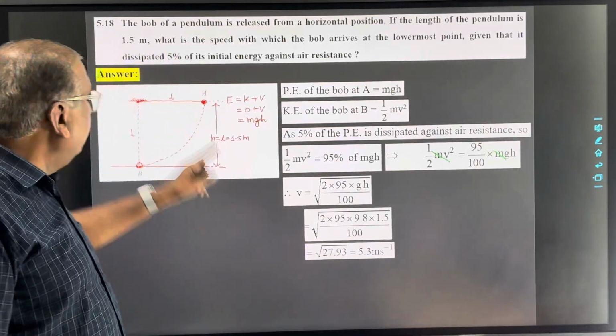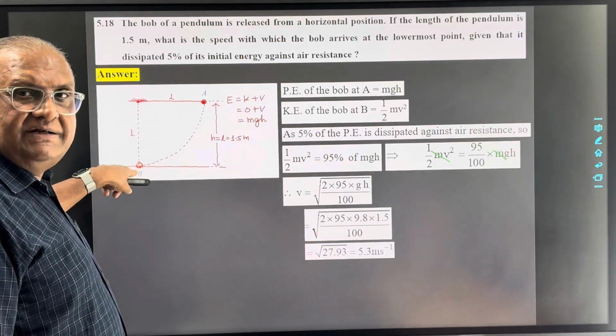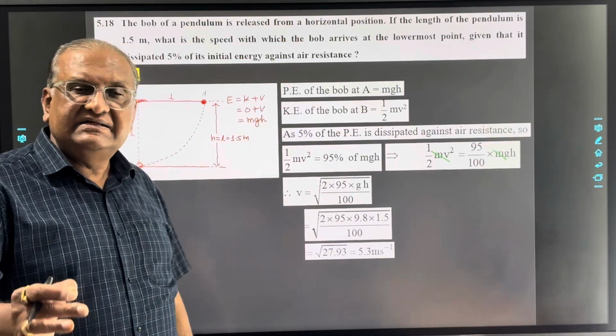It implies that when your pendulum reaches the lowermost point, then its velocity is 5.3 meter per second. Clear?